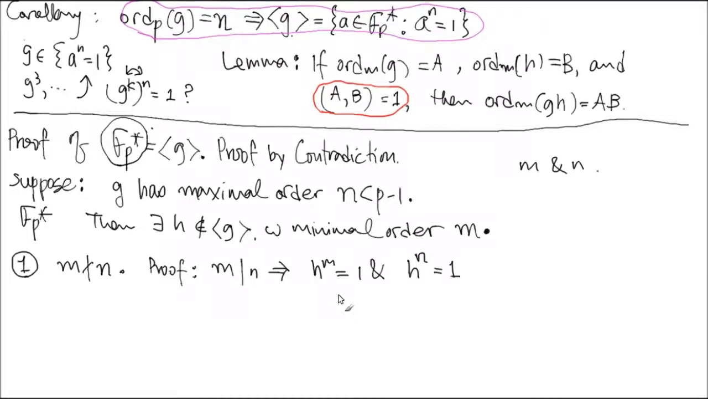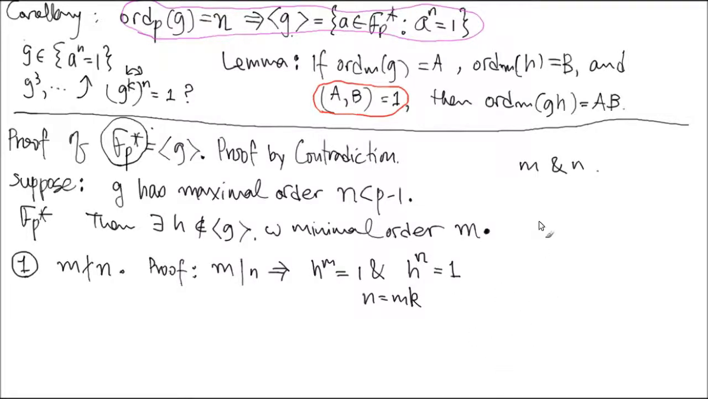Why? Maybe you can write down, n is m times b, maybe? I used b for something else. What can I do? K. Do we use k here? I don't think I used k. So n is m times k. Does that make sense? If you write this one, m times k, then it's 1. M dividing n implies that h to the n equals 1.